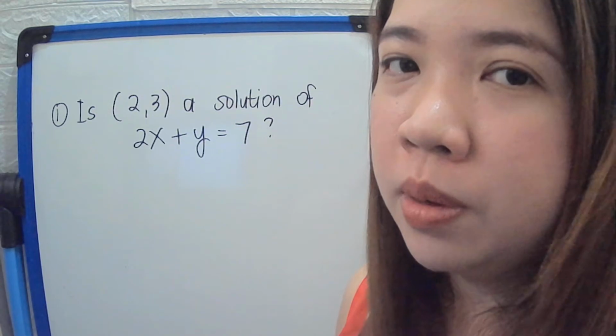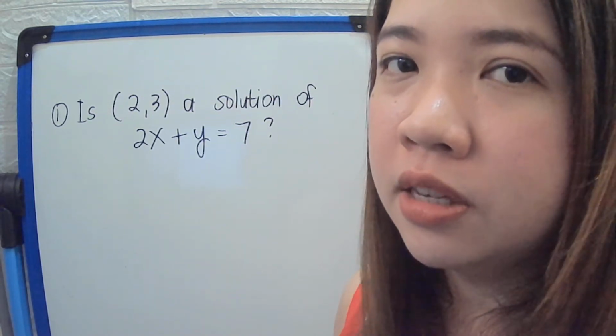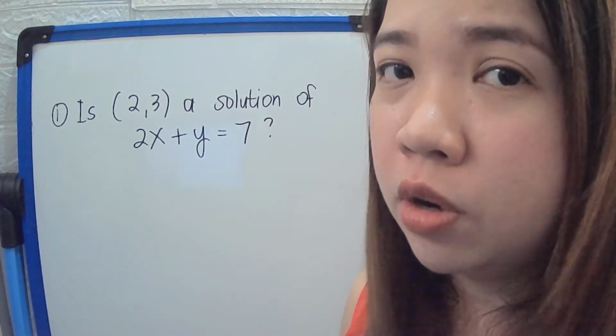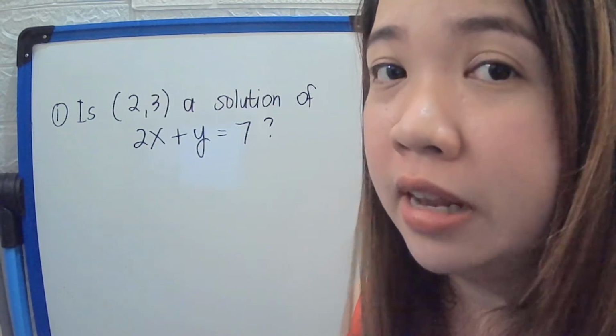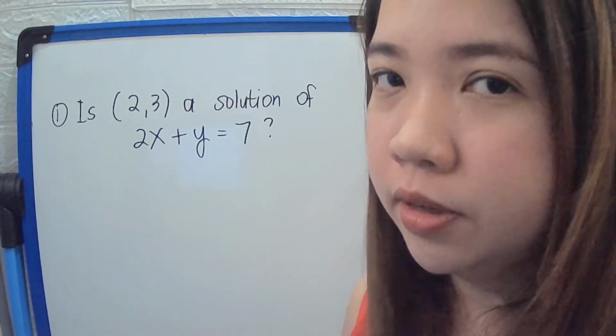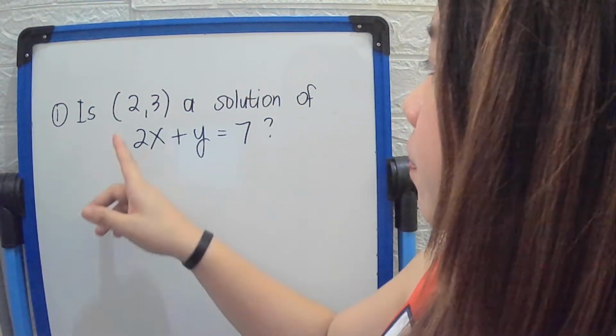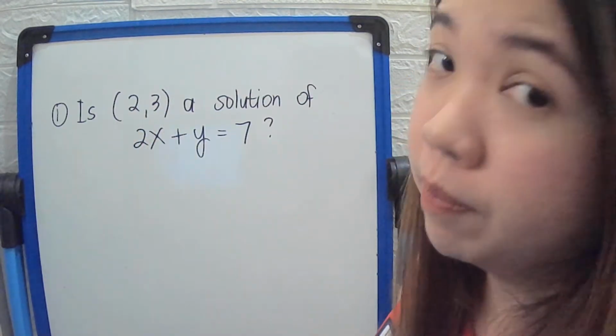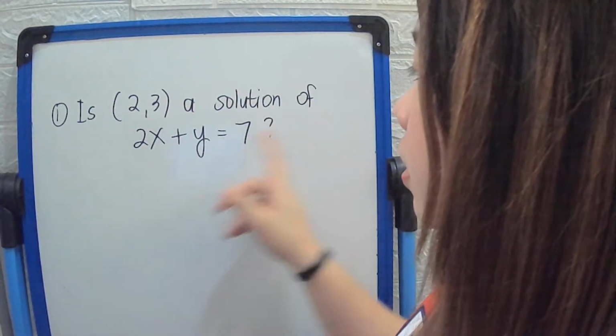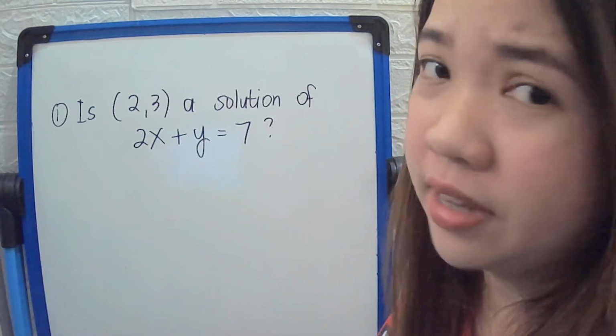Okay, so what we will be discussing is finding the solutions or identifying if the ordered pair is a solution of the given linear equation in two variables. Okay, let's start with the ordered pair 2, 3. Is 2, 3 a solution of 2x plus y equals 7?